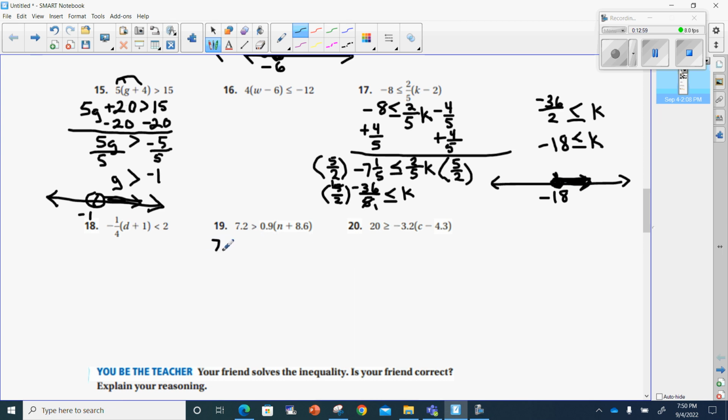19 says 7.2 is greater than 0.9 times n plus 8.6. So we're going to take this greater than sign. 0.9 times n would be 0.9n. But what is 0.9 times 8.6? I'm going to do that over here. 8.6 times 9. Excuse me, that's 0.9. 6 times 9 would be 54. 8 times 9 would be 72. 72 plus 5 will be 77.